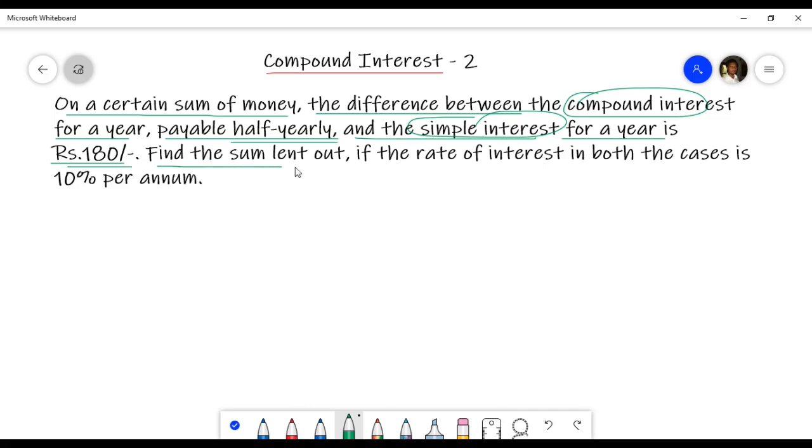What do we have to do? We have to find the sum lent out if the rate of interest in both the cases is 10% per annum. So let us see how to solve this problem.